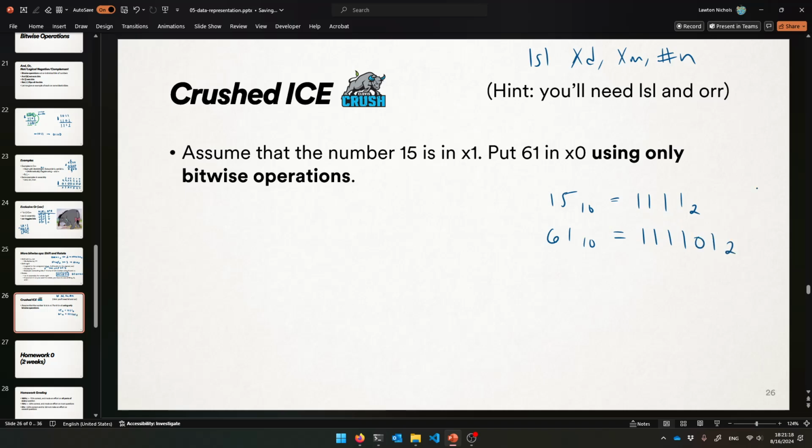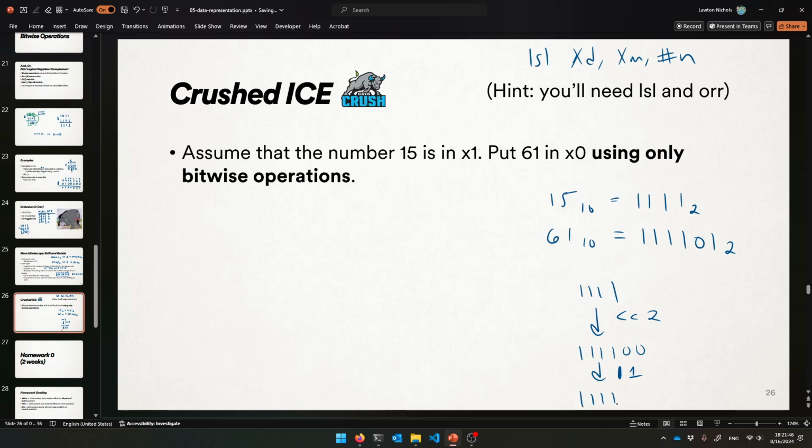All right, I promise. So how can we turn this into this? Do you see how it's kind of the same? If we start with this, 1, 1, 1, 1, and we shifted it left by 2, we would get 1, 1, 1, 1, 0, 0. And then we just need to make that last bit, bit 0, a 1. So we'd OR with the number 1, because that would put a 1 in that bit position.